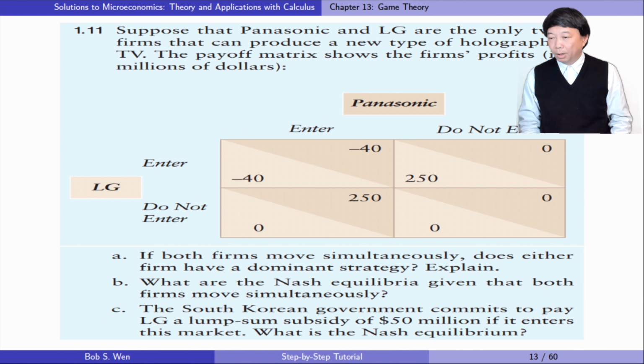Here's exercise 1.11. Suppose that Panasonic and LG are the only two firms that can produce a new type of holographic TV. The payoff matrix shows the firms' payoffs. In part A, if both firms move simultaneously, does either firm have a dominant strategy? Explain. In part B, what are the Nash equilibria given that both firms move simultaneously?